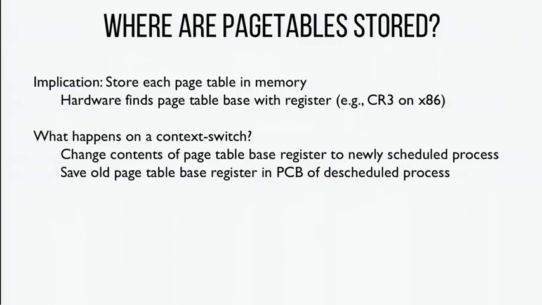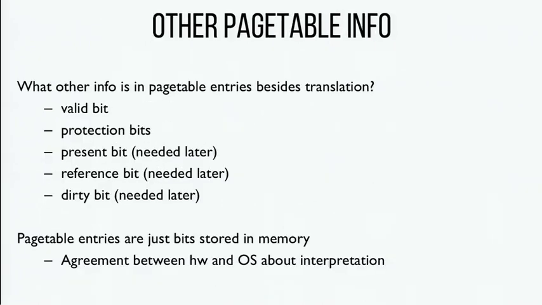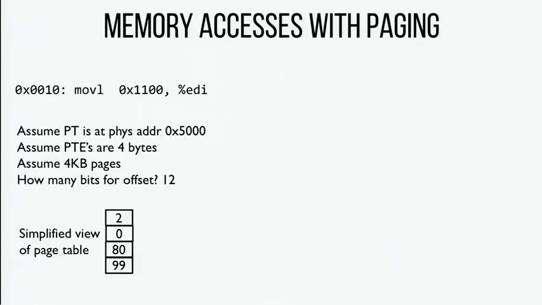Basically, when we do a context switch, we will put into that page table base register where the page table lives for the currently running process, so that the hardware can use those page tables to do all the address translations it needs to do. So when we do a context switch, we need to make sure that we're updating that page table base register. There's other stuff in each page table entry. I think we'll get to that later, but that's why it's 32 bits: there's all of this other stuff there.